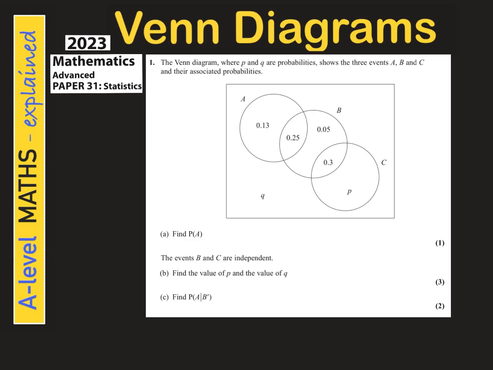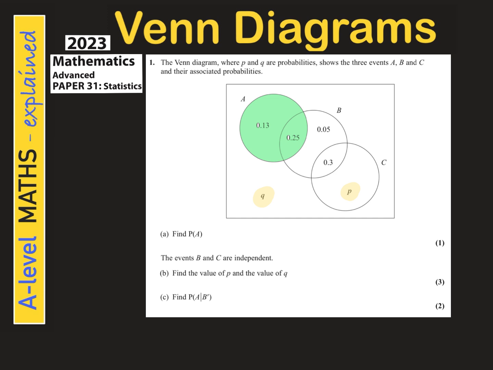We're given a Venn diagram which shows three events happening, A, B, and C, and their associated probabilities. These numbers inside are the probabilities. But we also have a Q and a P, which are unknown. The first question says, find the probability of A. The probability of A will be found in this segment.